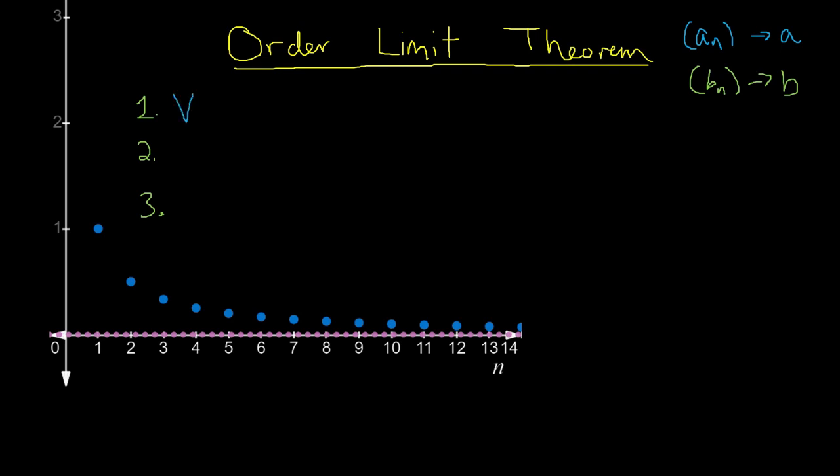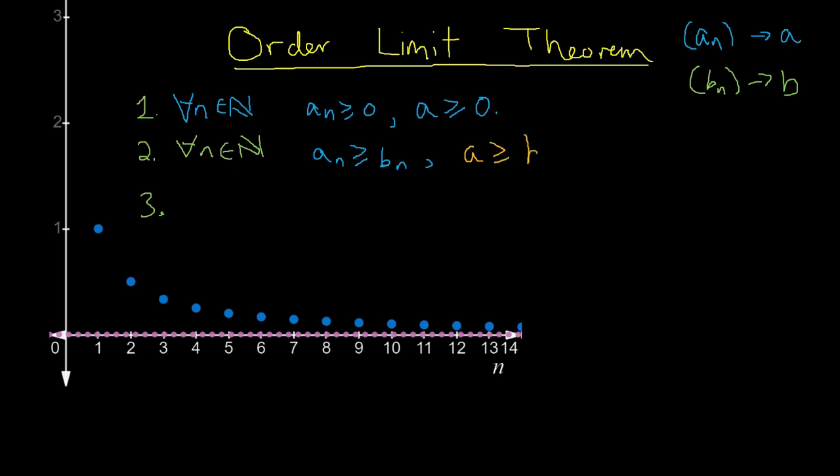The first part is, for all natural numbers n, if a sub n is greater than or equal to 0, that is, if all of our terms in our sequence are greater than or equal to 0, then the limit is greater than or equal to 0. Secondly, we'll prove that for all natural numbers n, if our sequence a sub n is greater than or equal to b sub n, then the limit of a sub n is also greater than or equal to the limit of b sub n.